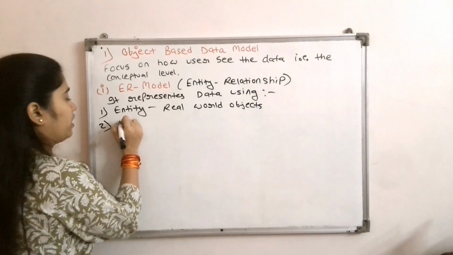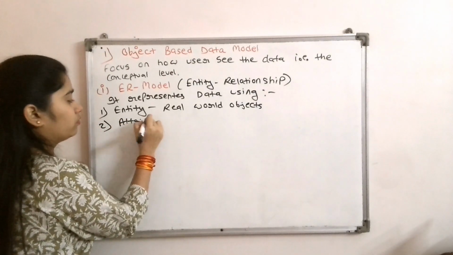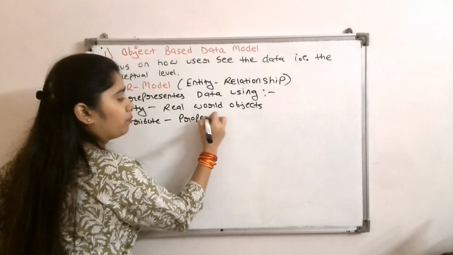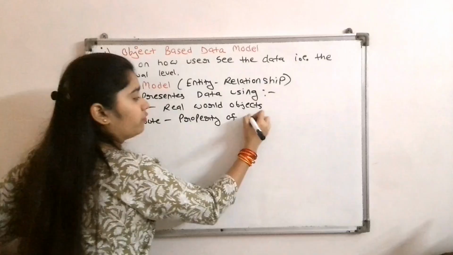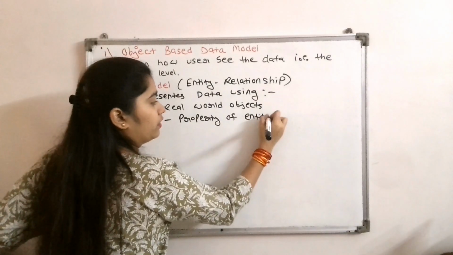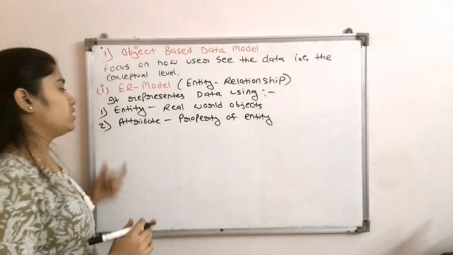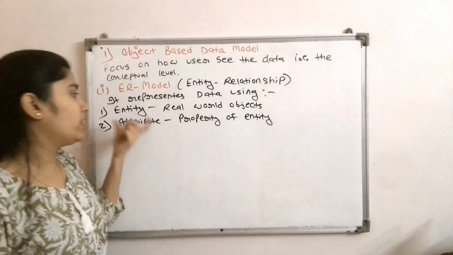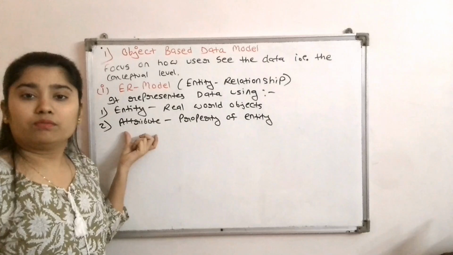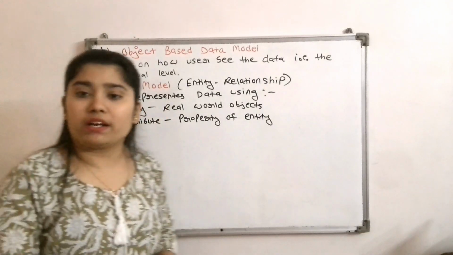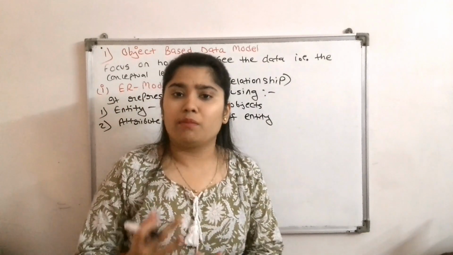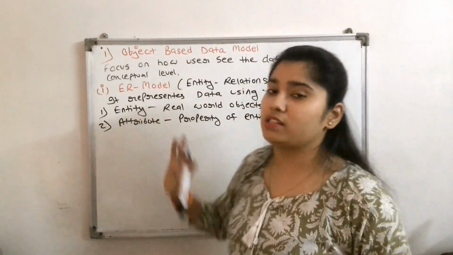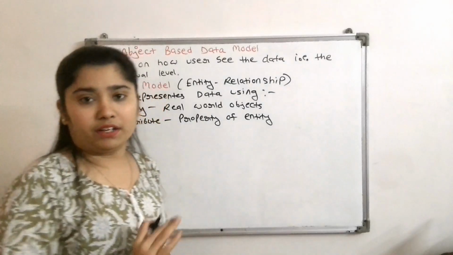And second, I have said, is the attribute. Attribute is the property of the entity. See, attributes are the properties of the entity. Like suppose the entity we have is the student. So attributes are the student name, student ID, student marks, everything. What are the properties is called as the attribute of that entity.